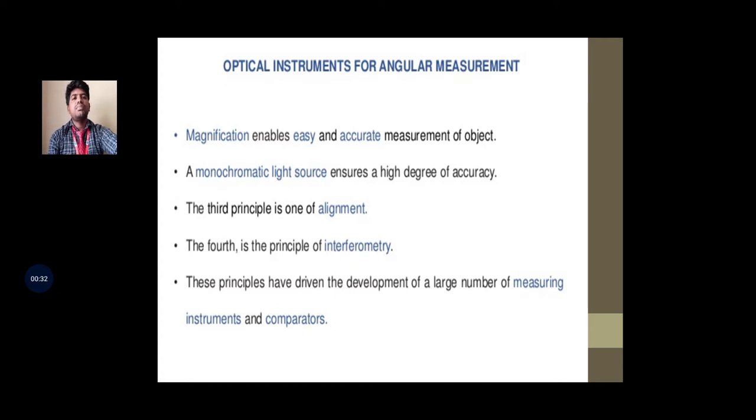Magnification enables easy and accurate measurement of an object, and this is known as optical instruments. A monochromatic light source ensures a high degree of accuracy in making the measurement of angle. The third principle is one of alignment. The fourth principle is interferometry. These principles have driven the development of a large number of measuring instruments and comparators.